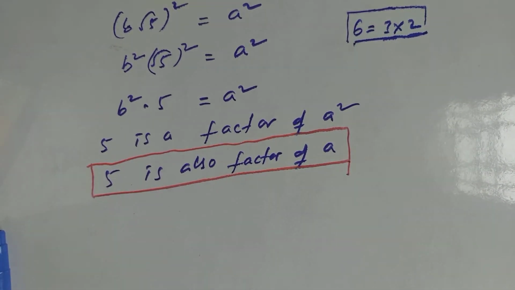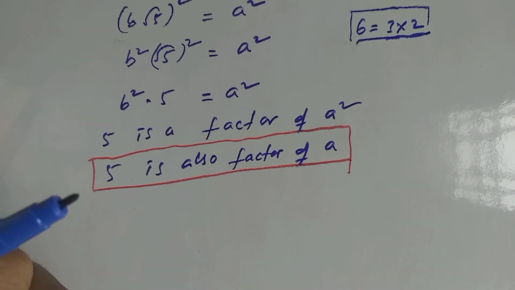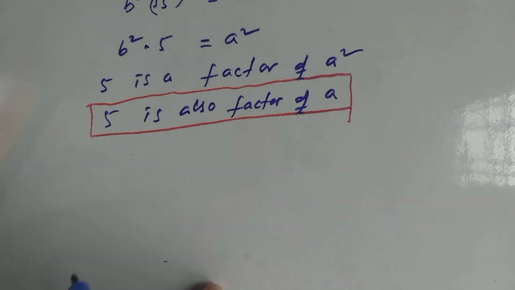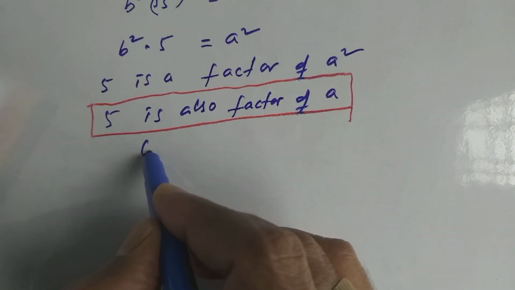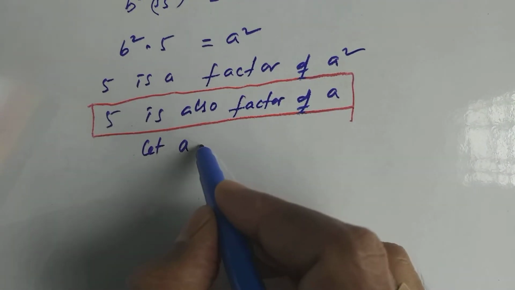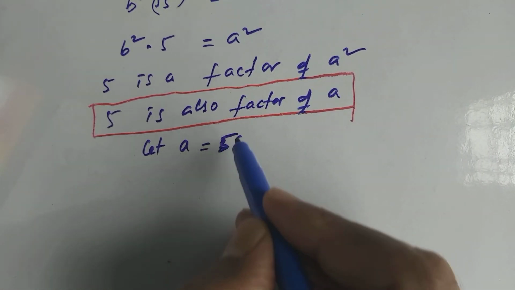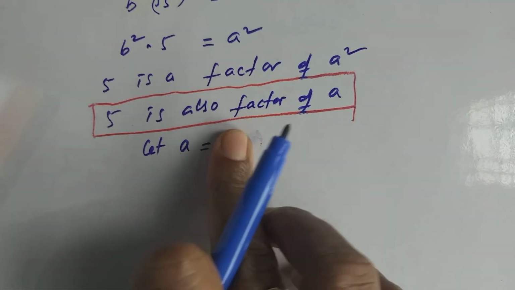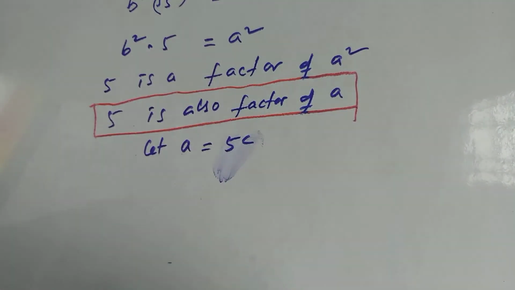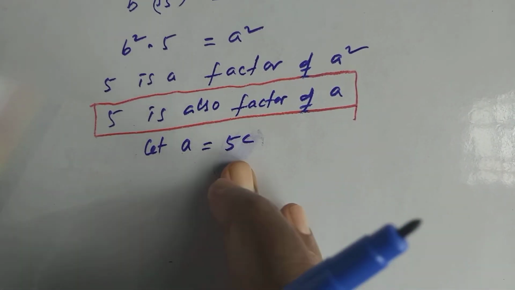5 is a factor of a. Now in this case, let me take a equal to 5c. Sorry, 5, so 5c. So a is equal to 5c.